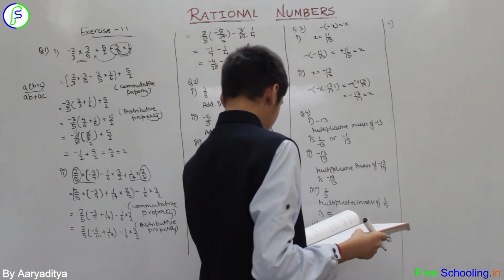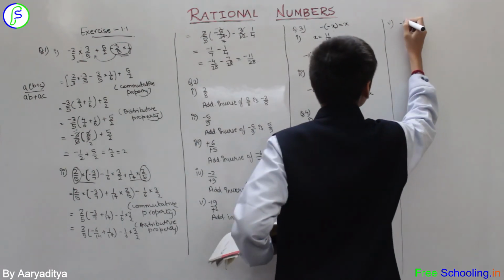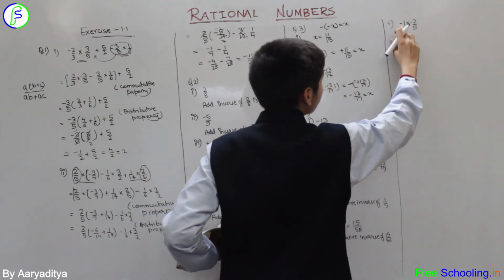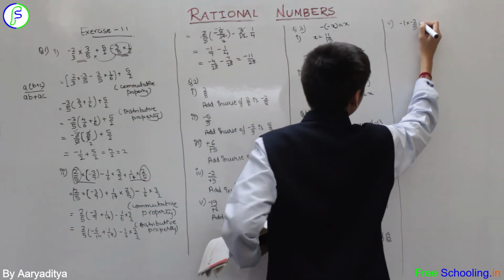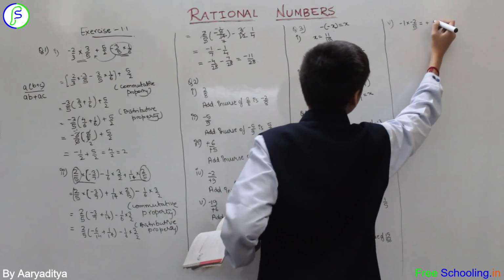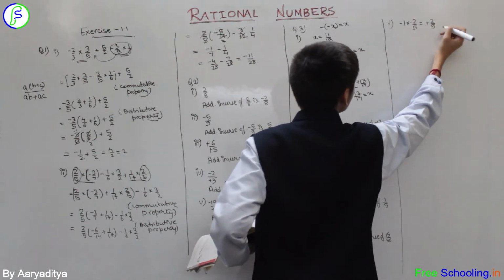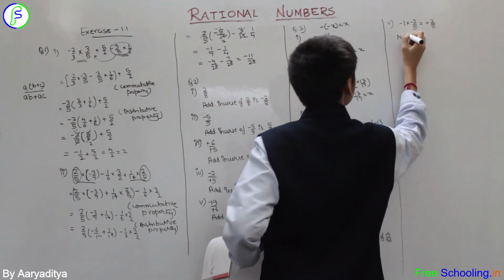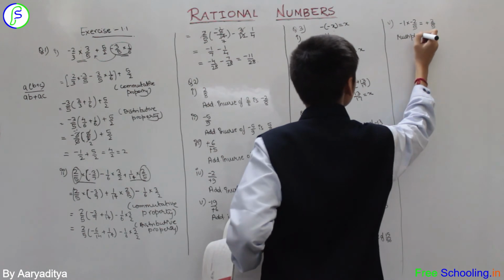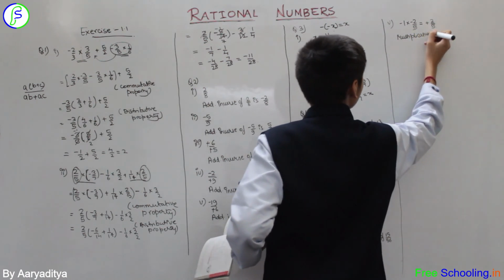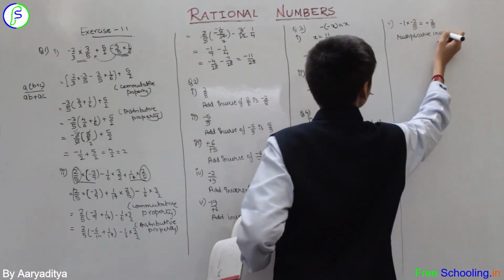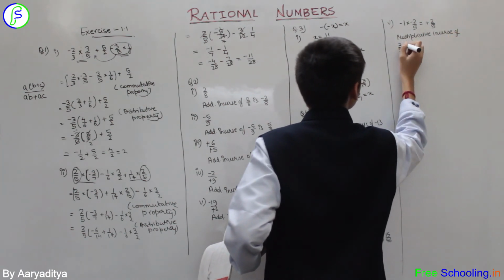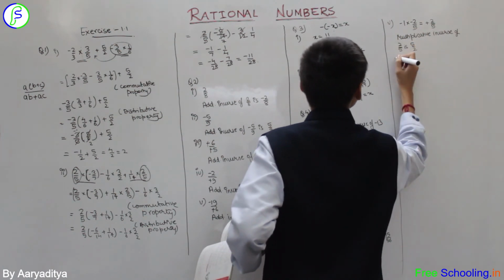So in the fifth part we see minus 1 into minus 2 by 5. If I multiply a negative number with a negative, the answer will be positive. And 1 into 2 by 5 is 2 by 5. And if I invert it, the statement would be: the multiplicative inverse of 2 by 5 is 5 by 2.